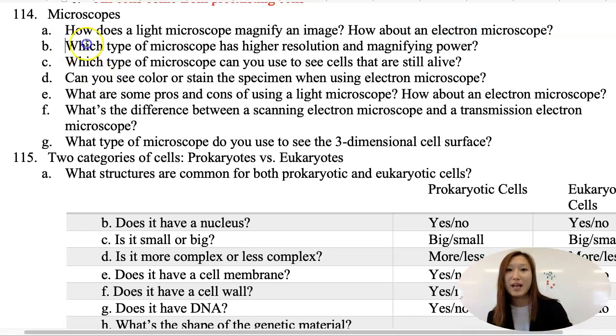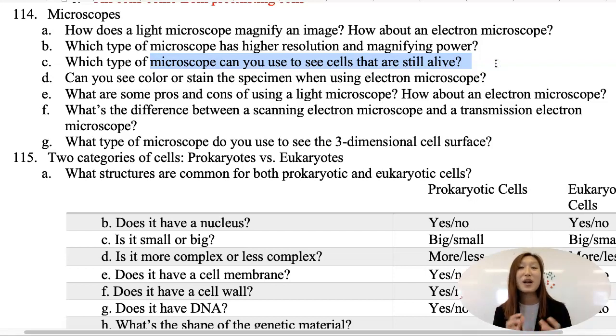The type of microscope that has a higher resolution and a higher magnifying power will be the electron microscope. The type of microscope that you can use to see cells that are alive is only the light microscope. Making a slide specifically for the electron microscope will not ensure the survival of the cell. So when you're using an electron microscope, one downside is that the image that you see is a still image. The cell is no longer alive.